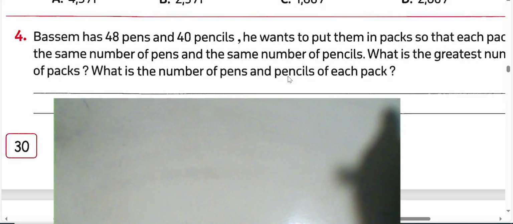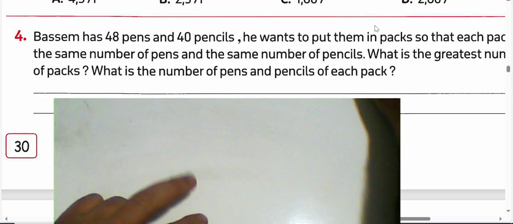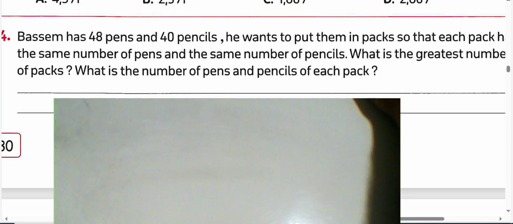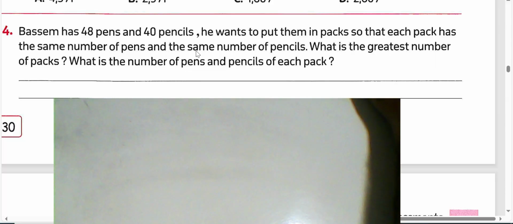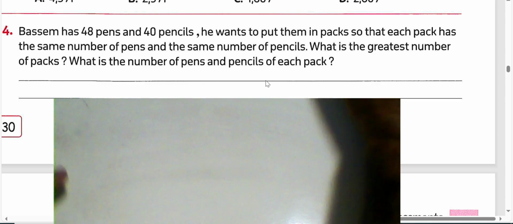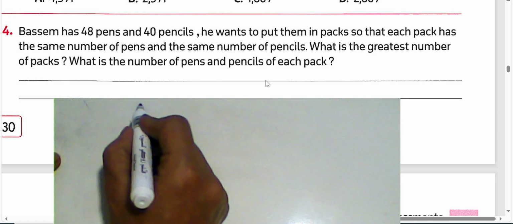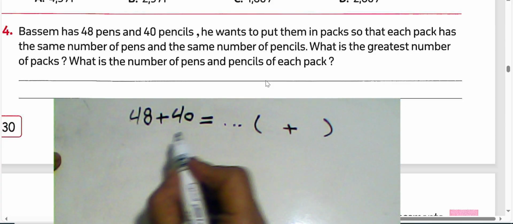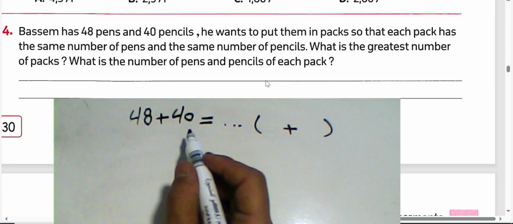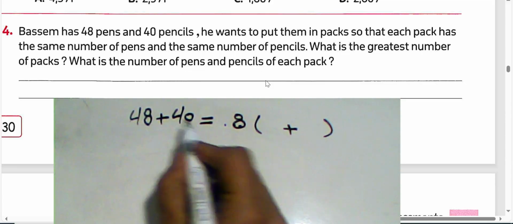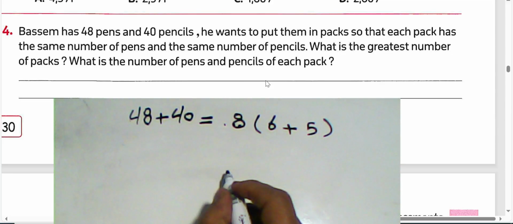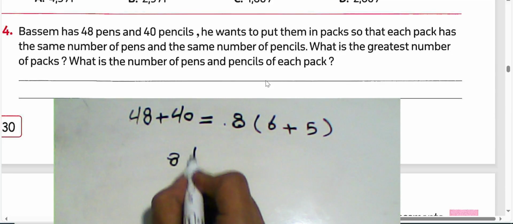Basim has 48 pens and 40 pencils. He wants to put them in bags so that each bag has the same number of pens and the same number of pencils. What is the greatest number of bags? What is the number of pens and the number of pencils in each? We can use the greatest common factor between the two numbers. We have 48 and 40. What is the greatest number they can be divided by? 8. 48 and 40 can be divided by 4 and also 8. And then we can write 8 here. 48 divided by 8 equals 6 and 40 divided by 8 equals 5. Then we can put 8 bags.